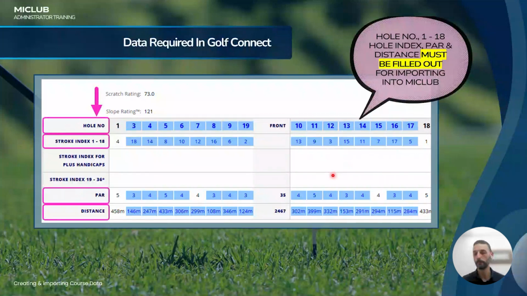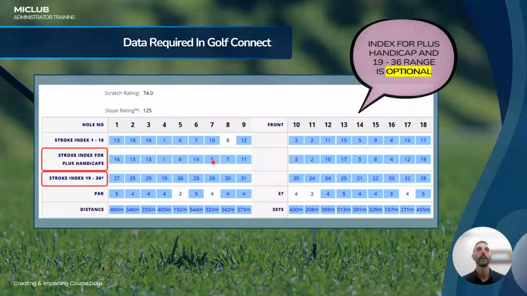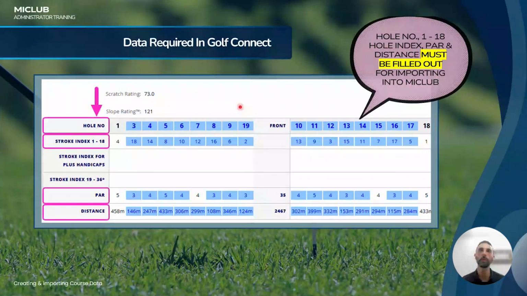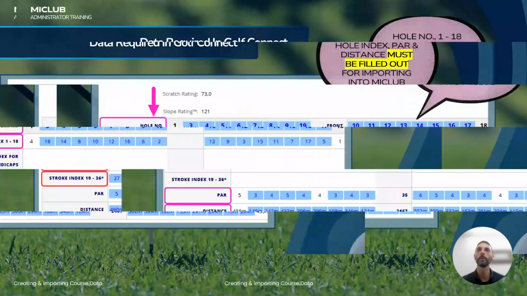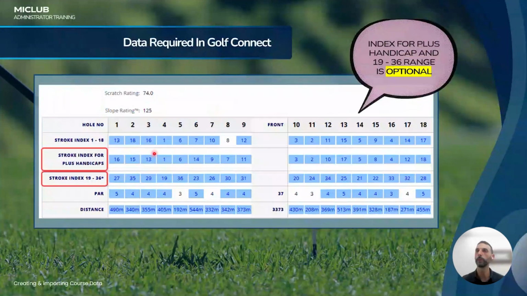Now, there are 2 optional fields, and that is the stroke index for plus handicaps and the 19 to 36 index. So you don't have to do those. You can if you want. And if you do decide to do the 19 to 36 index, our system will then automatically generate the 37 to 54 hole index as well. You can also do this in stages. We can import a course just with the basic mandatory data, and then later on, if you wanted to add the optional fields, we can import that as a change. And I'll show you how to do that as well.